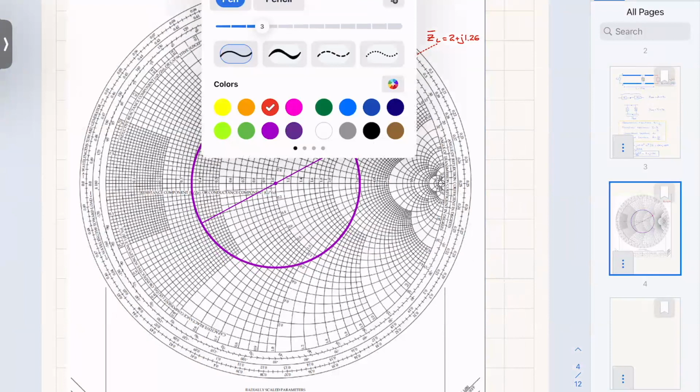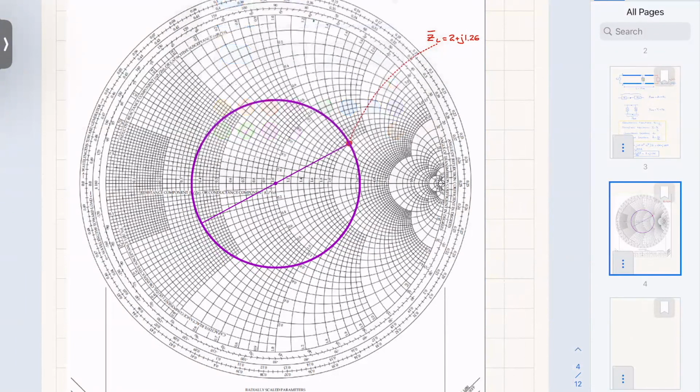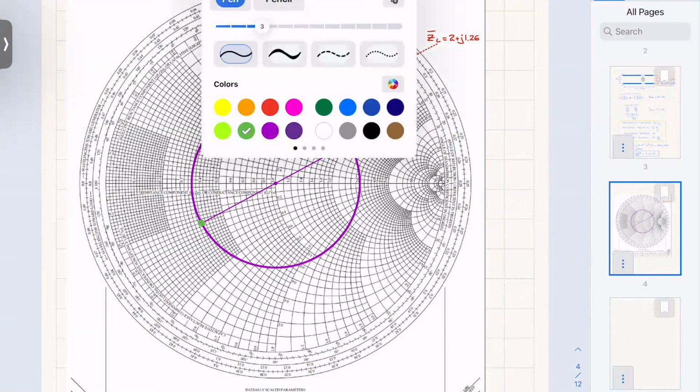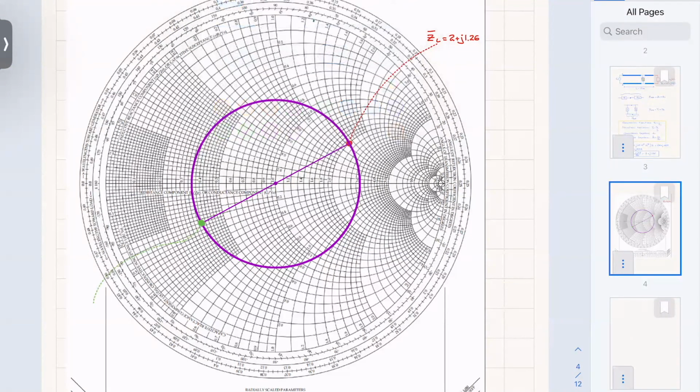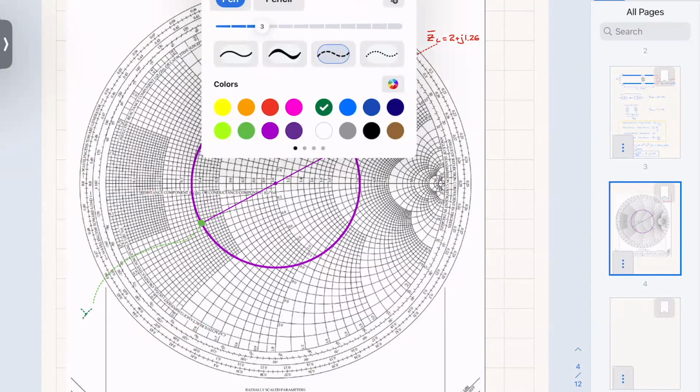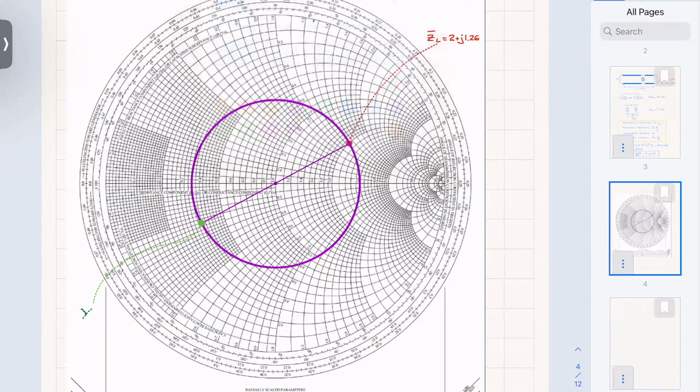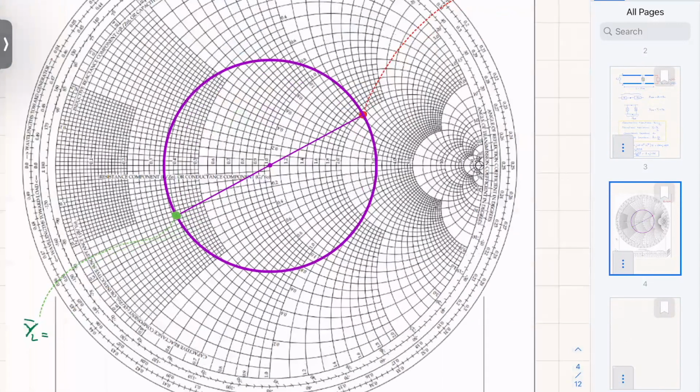I will use a different color for the admittance. I will use this, all right? And I also write it out here so I know the value. And that's how I do things so I don't get confused. This one is the normalized load, but in an admittance form. And I can even read it to see how much it is, if you want.